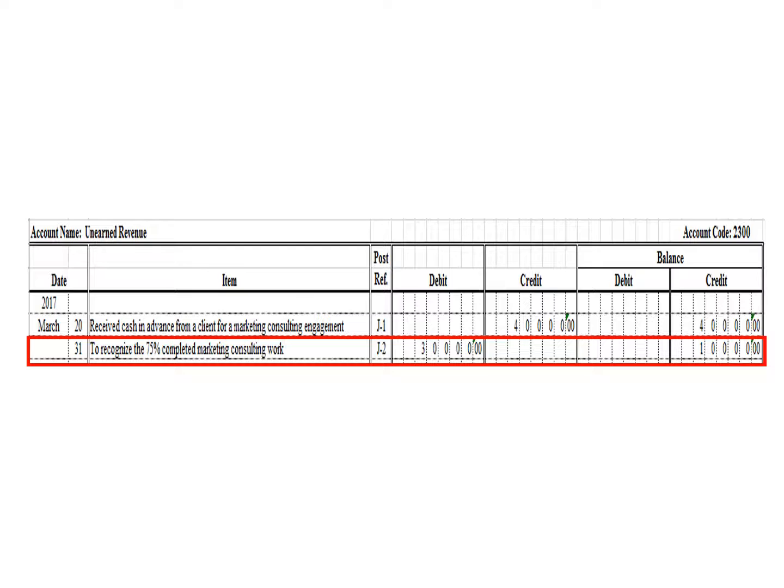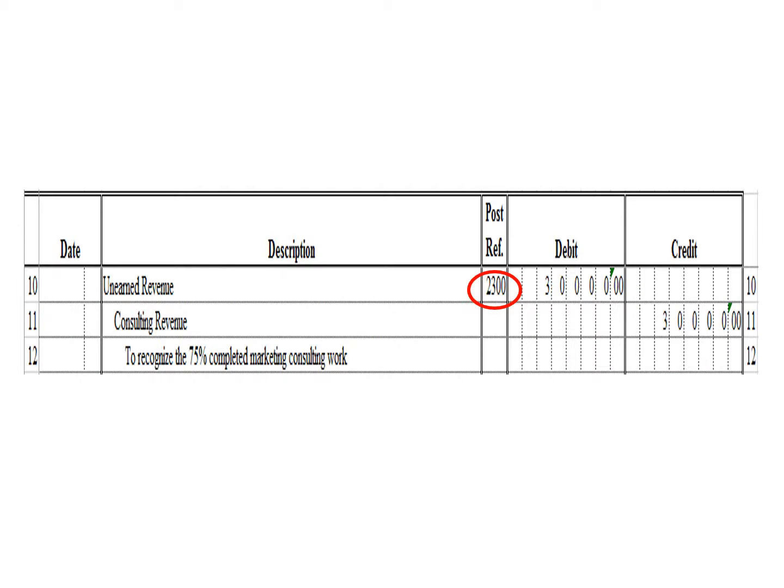How did we get 10,000 pesos? There's a previous credit balance of 40,000 pesos minus 30,000 pesos debit. So the balance of unearned revenue as of March 31 is a credit balance of 10,000 pesos only. After posting the debit entry, we write the posting reference, 2300, the account code for unearned revenue.